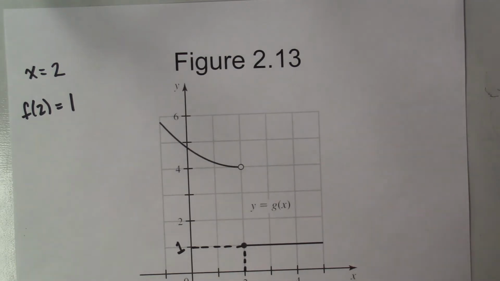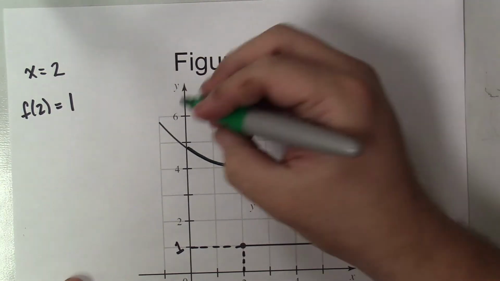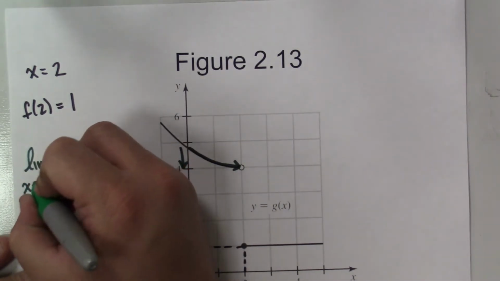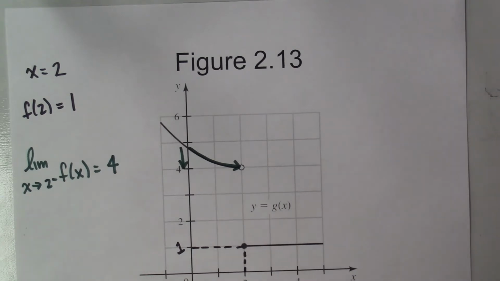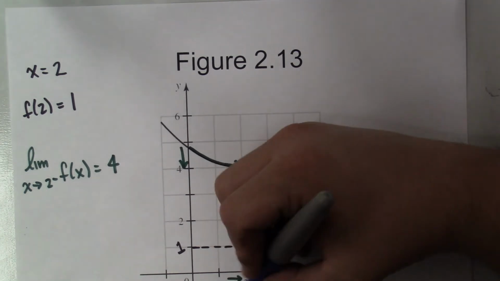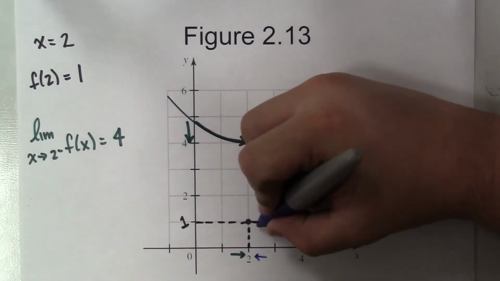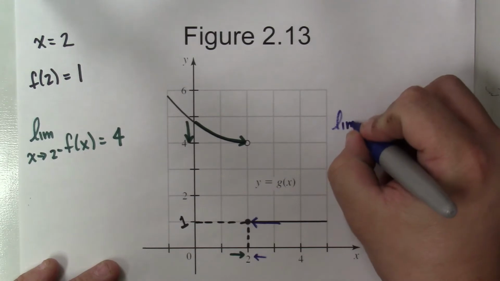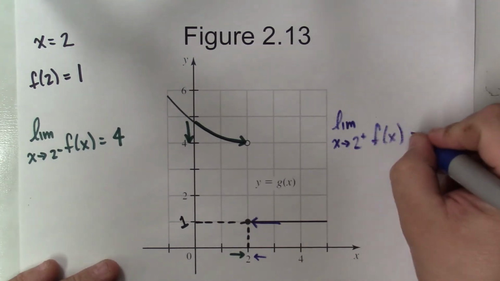Now, we're going to look at from the left. From the left, the function is way up here, and we're decreasing down, and it looks like we're going to 4. So we could say the limit as x goes to 2 from the left of the function is 4. Now we also can say the limit as x goes to 2 from the right. Well, it's actually staying pretty constant here, and it's converging to 1. So I've got the limit as x goes to 2 from the right of our function is 1.